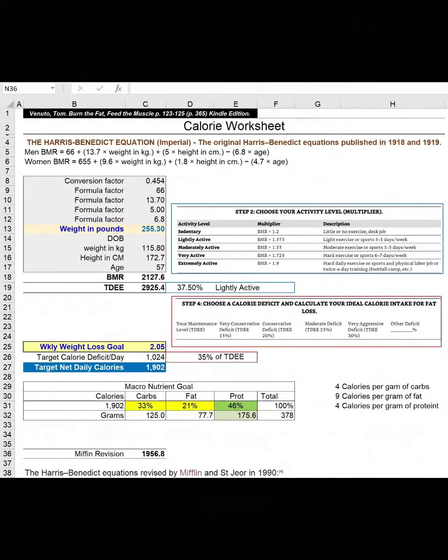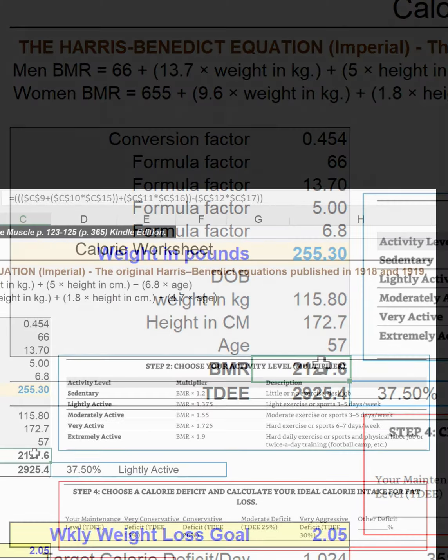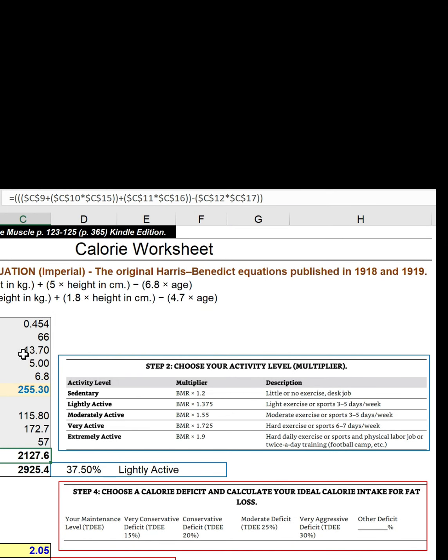Here is my calorie worksheet in Microsoft Excel. So I start off by pulling in the Harris-Benedict equation for reference. I created a table of the formula factors, I call them, but basically the key things that we need to know and to input are what our weight is in kilograms, what our height is in centimeters, and our age. So if I select this cell here, you can see that I used all of those factors above to calculate the basic metabolic rate. There's the formula up there.